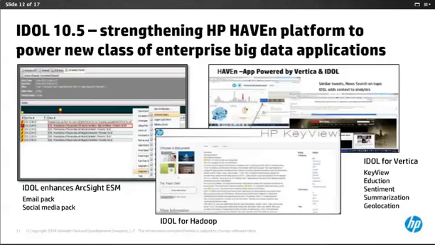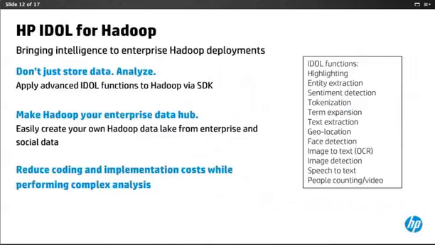Next slide, please. So first, HP IDLE for Hadoop. We have just launched this product, and it allows IDLE to be run on the Hadoop nodes as a MapReduce job. So we have an SDK that allows the set of functions on the right, things like entity extraction, sentiment detection, text extraction, a bunch of these around images, around speech, around video that are fundamentally unique in the industry.